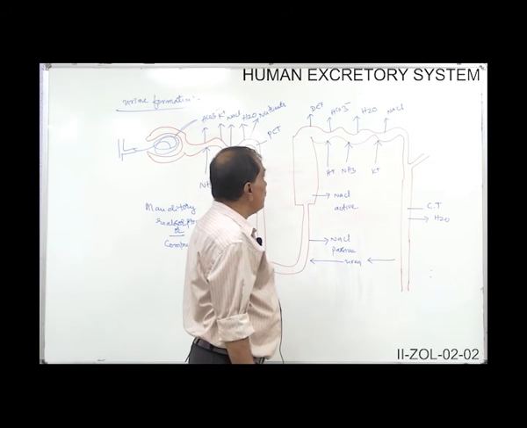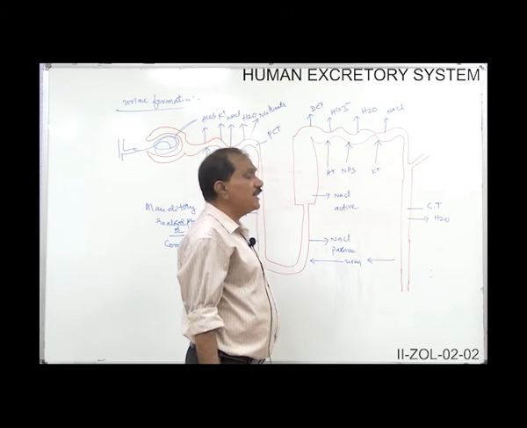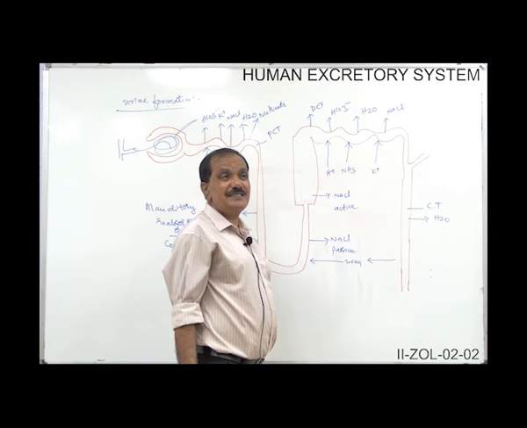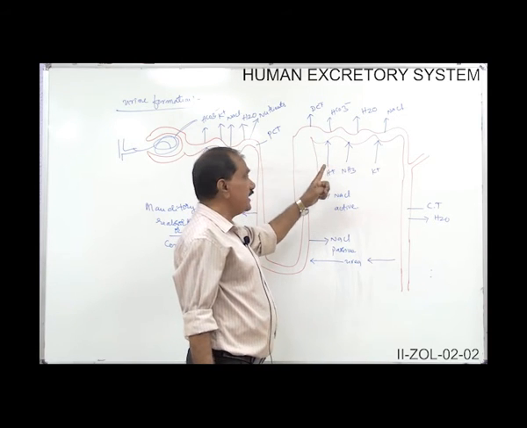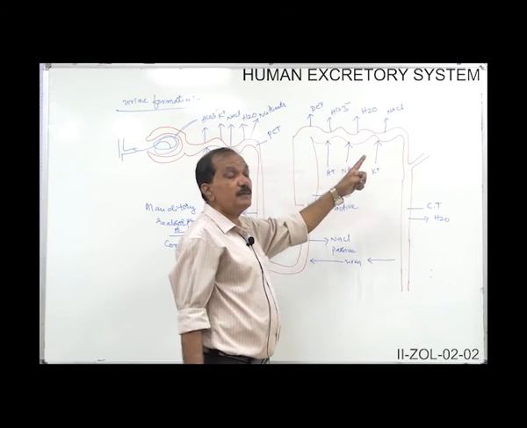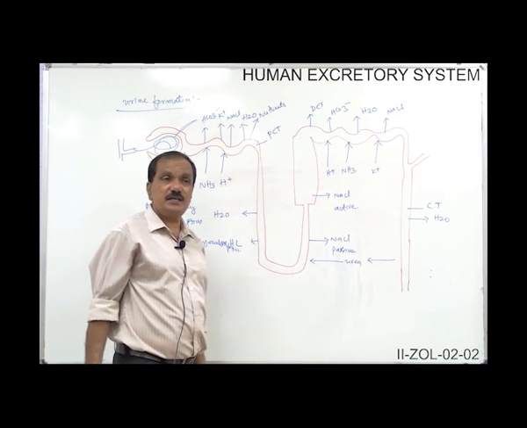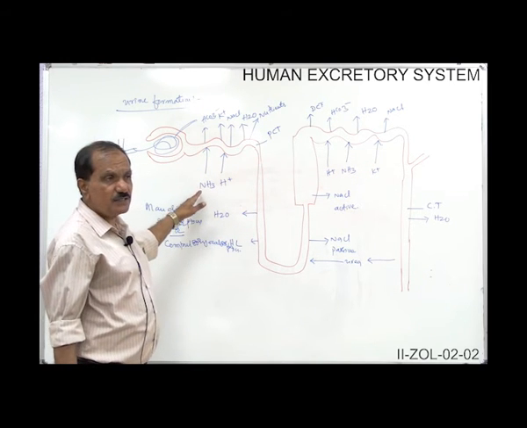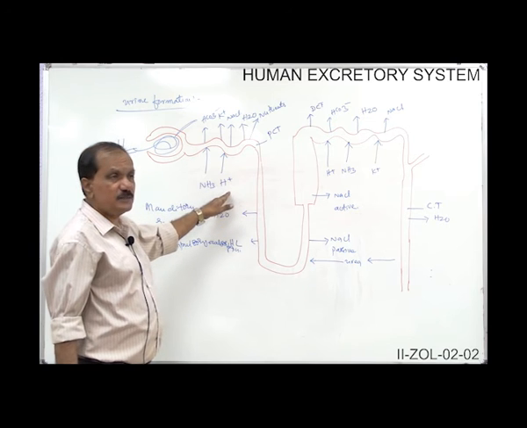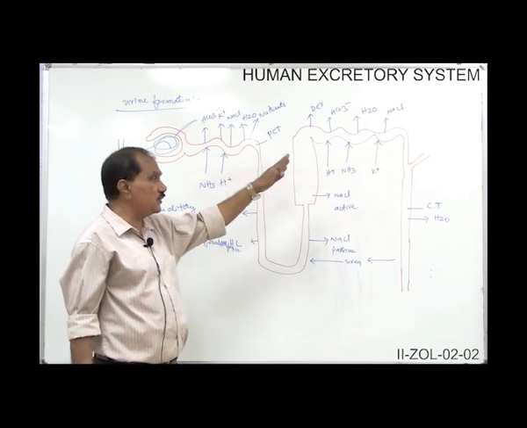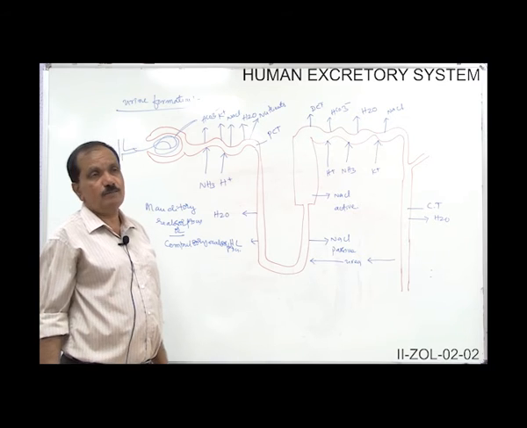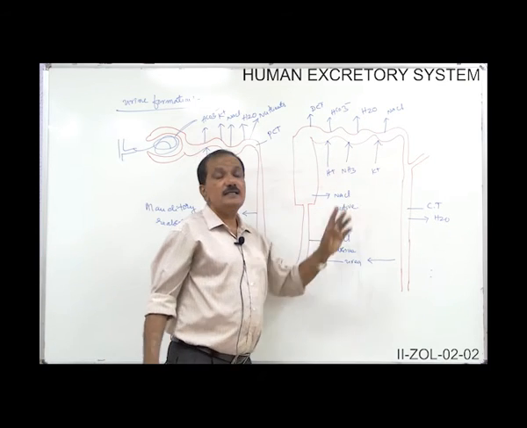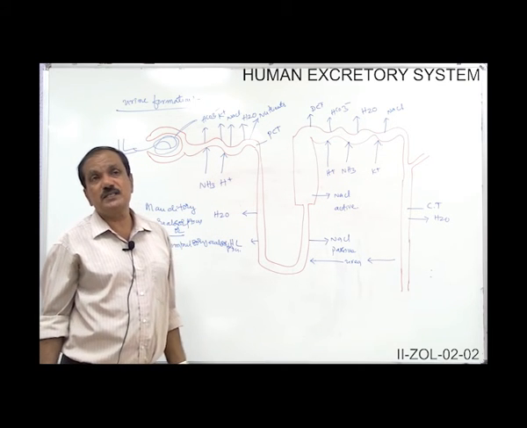The HCO3 minus, water and the NaCl will be reabsorbed, and the H plus, NH3 and the potassium ion will be secreted. Here, the same two, that is ammonia and the H plus ion, will be secreted similar to the proximal convoluted tubule. But in addition to that, the potassium ion will also be secreted here.